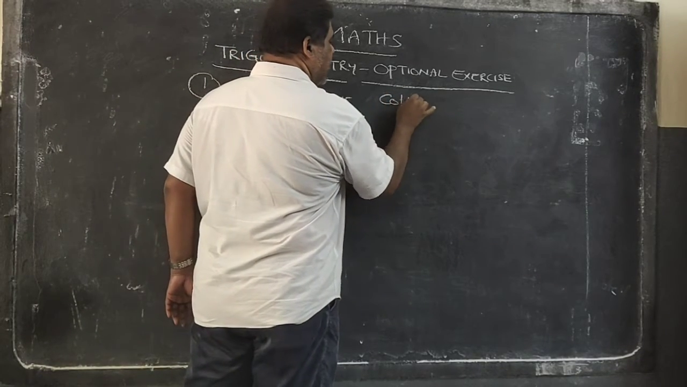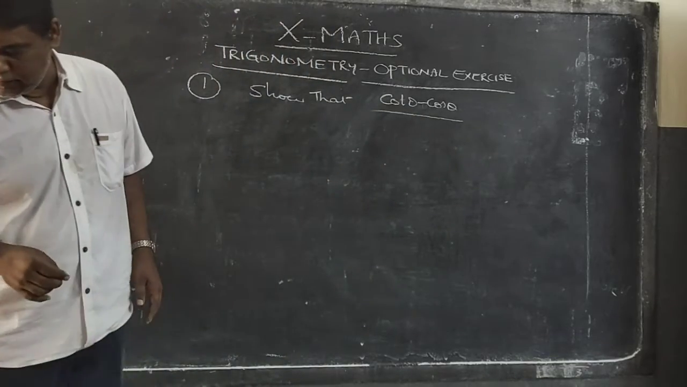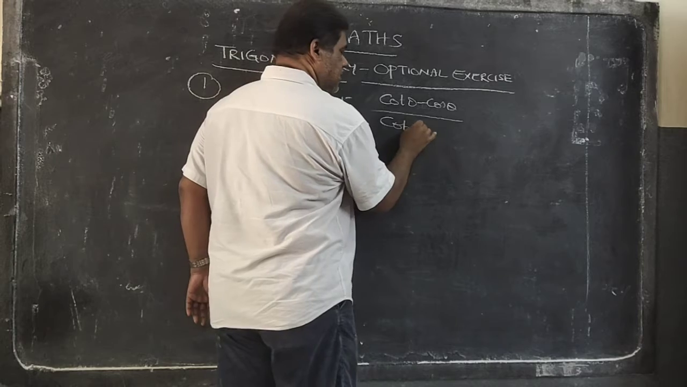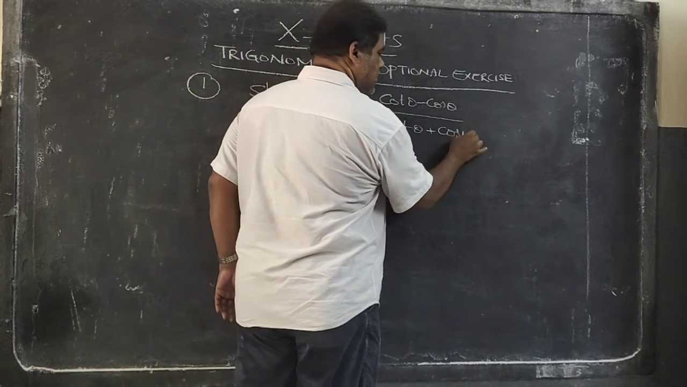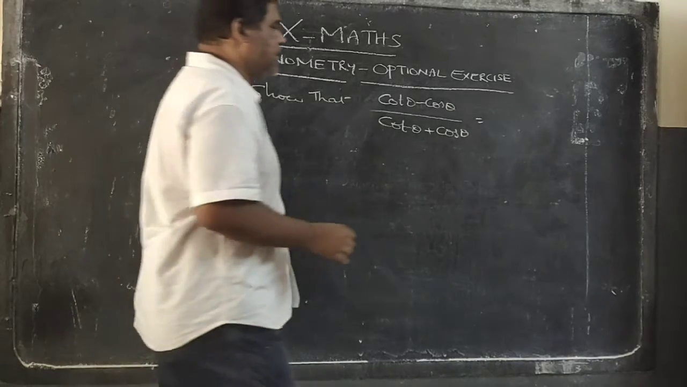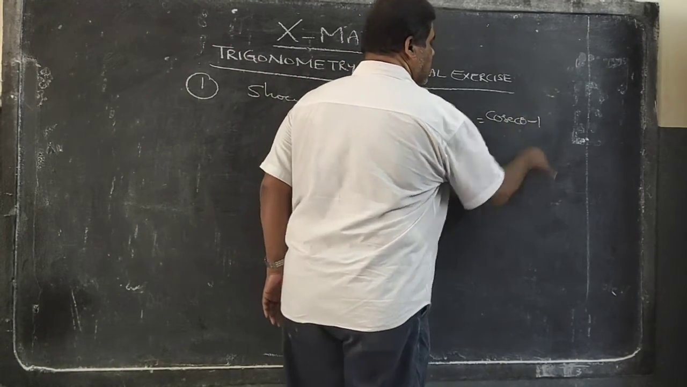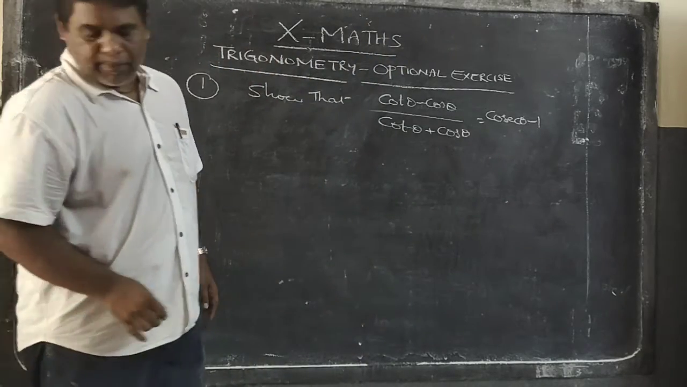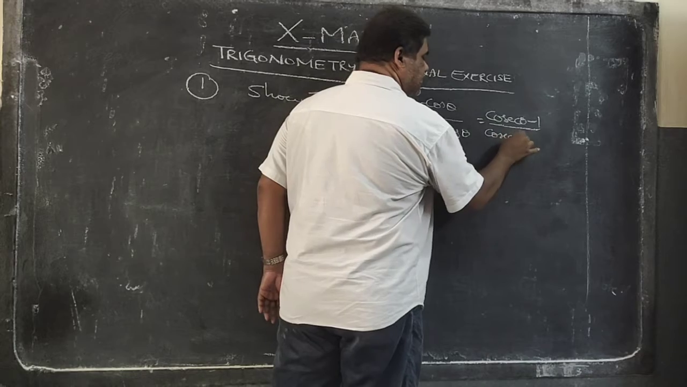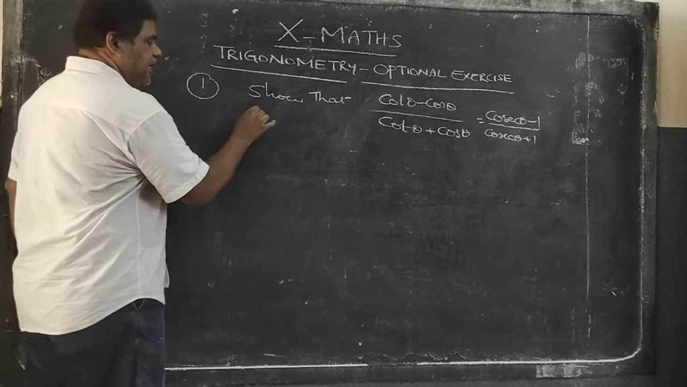Cot theta minus cos theta by cot theta plus cos theta is equal to cosecant theta minus 1 by cosecant theta plus 1. Let us take LHS.